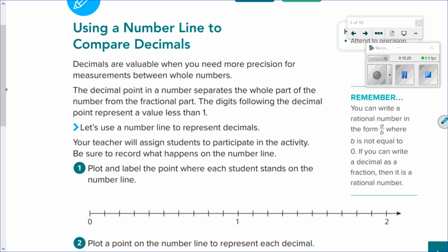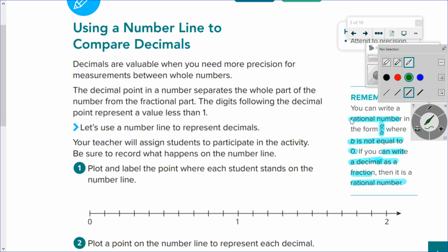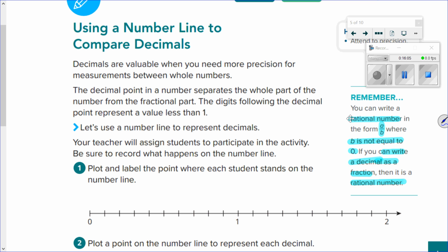We have in math different sets of numbers. One of the important ones that we use most commonly, you guys have been using since kindergarten, is what we call rational numbers. A rational number can be represented in the form a over b, where b is not equal to 0. That is important. I can't divide a number by 0. But if I can write it as a fraction, that makes it a rational number. So if I can write any decimal as a fraction, then it is a rational number. One that always gets really confusing is repeating decimals.